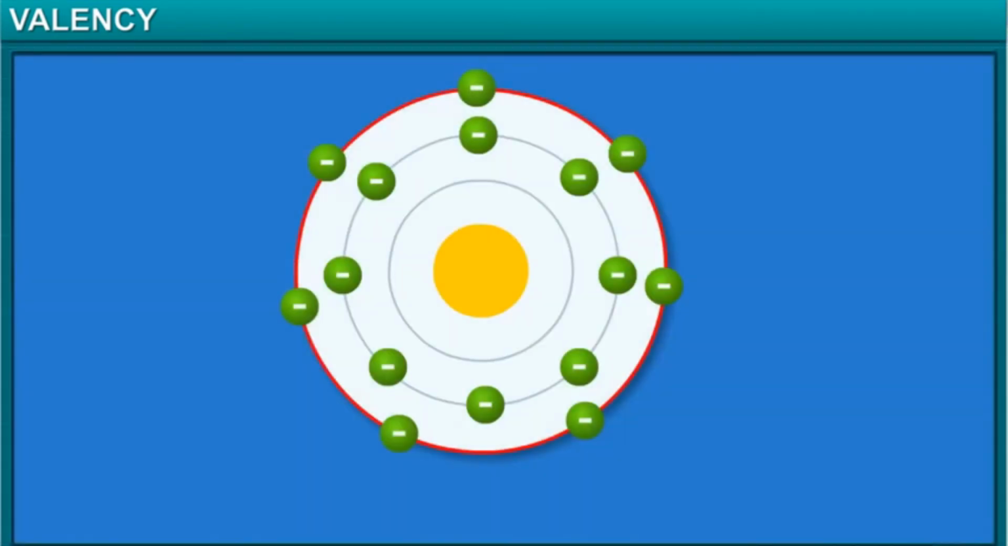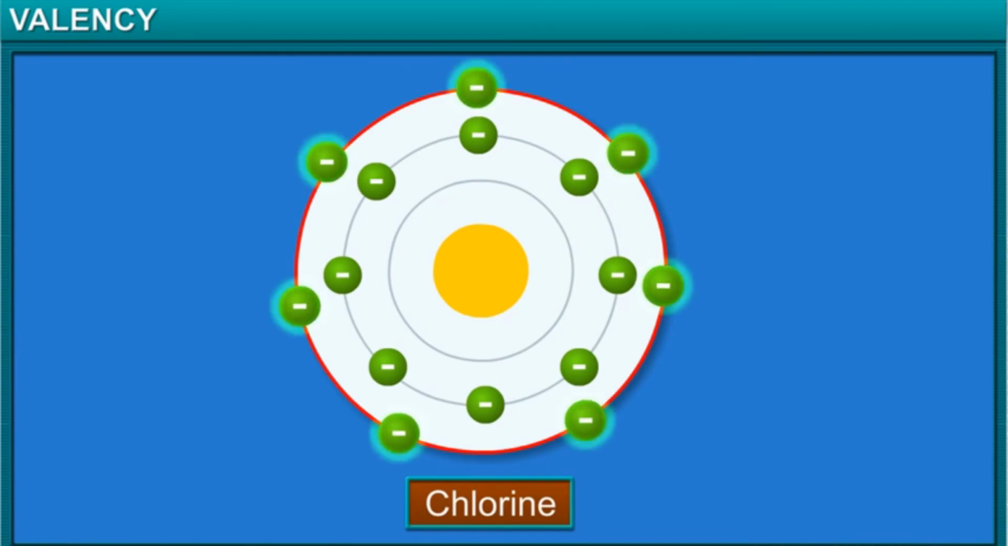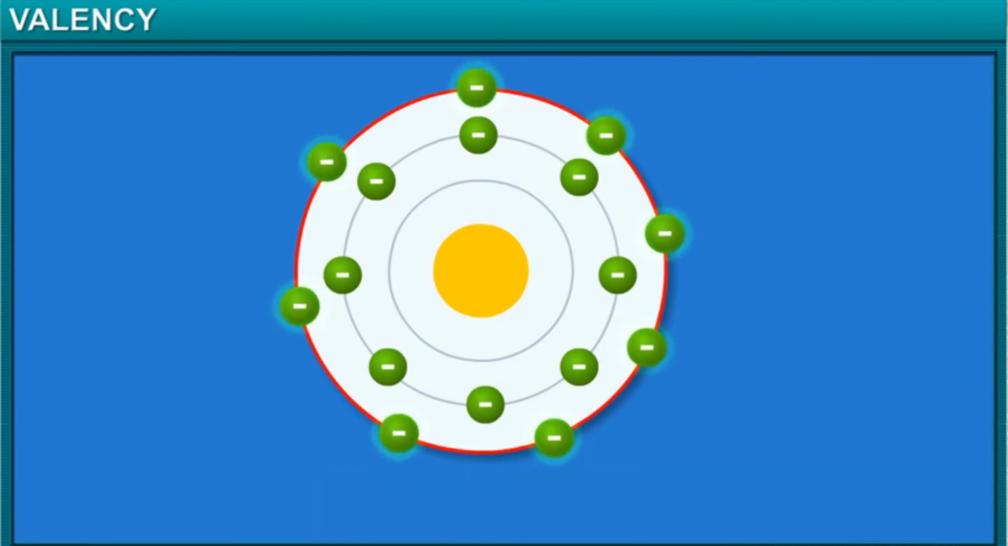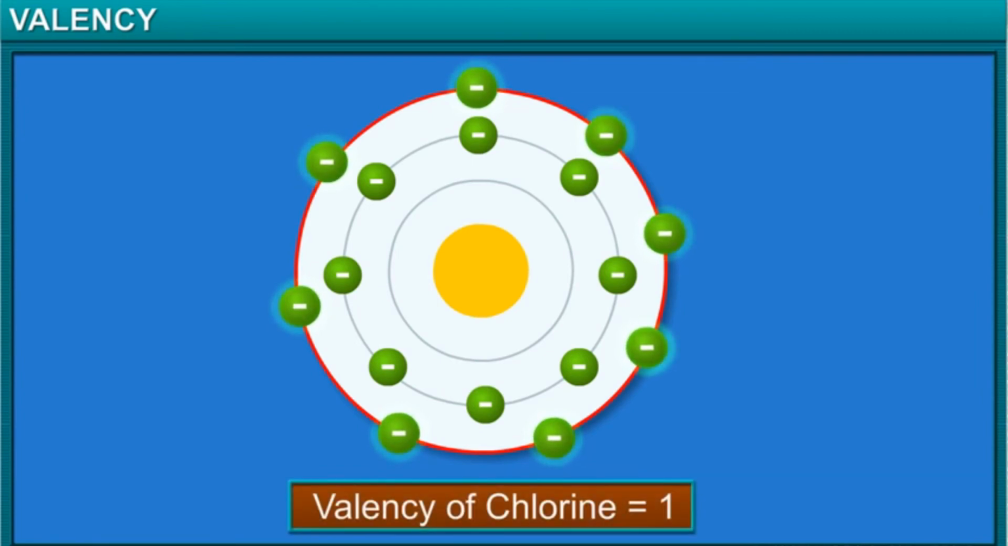For example, chlorine atom has 7 electrons in the outermost shell. Here, in this case, it is easier for chlorine to gain 1 electron instead of losing 7 electrons. Hence, its valency is determined by subtracting 7 electrons from the octet, which gives the valency of 1 for chlorine.